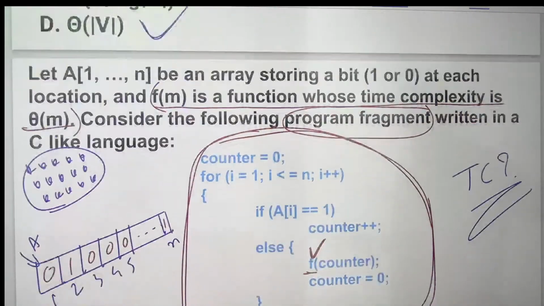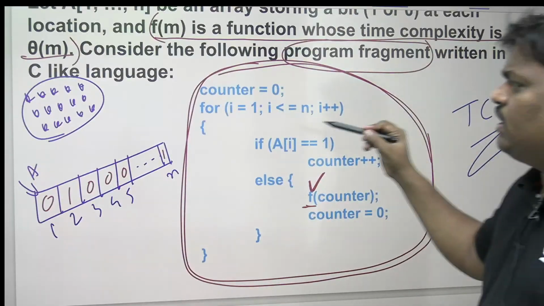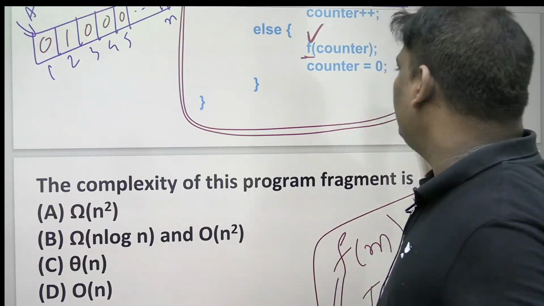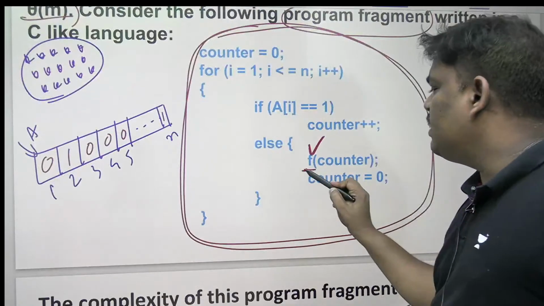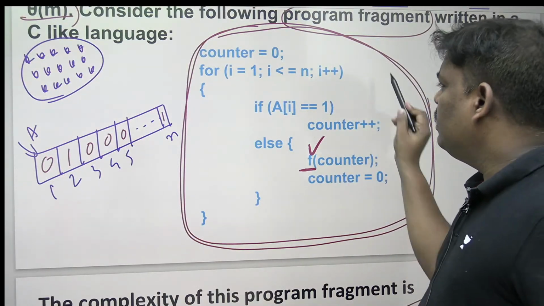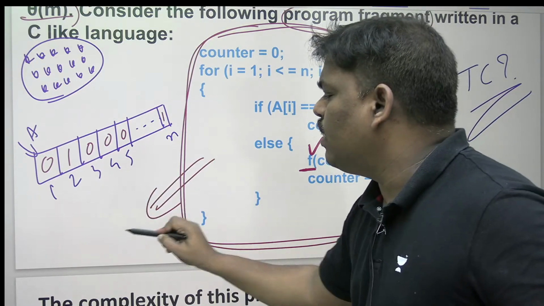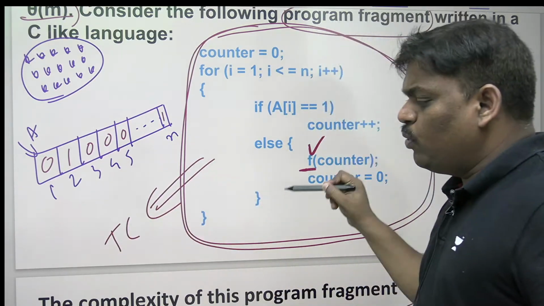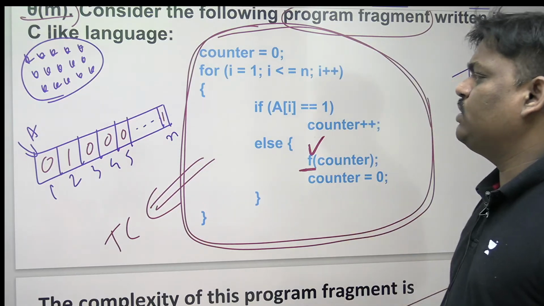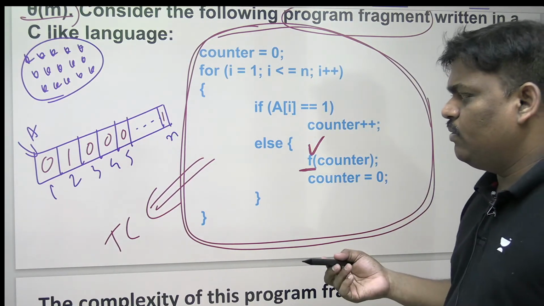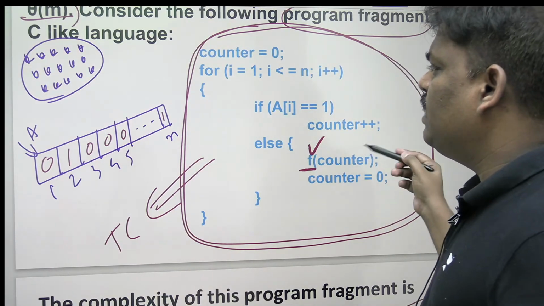Perfect. Now let's start. He is asking the complexity of this program fragment. He mentioned this function's time complexity, that's okay. He is asking for the total program fragment: what will be the time complexity? So we have to see now. So I am starting.